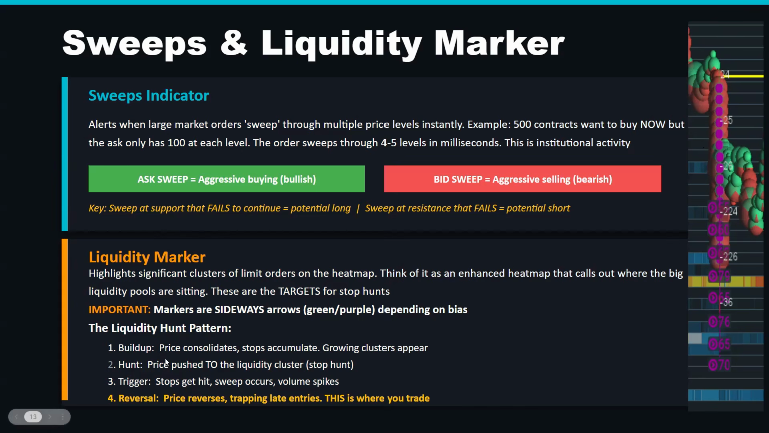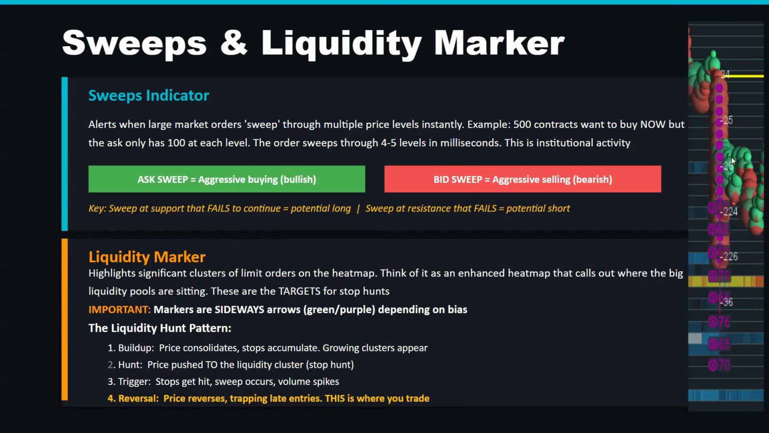There's a buildup. This is where a lot of stop runs happen: price consolidates, stops accumulate, growing clusters appear. In this case, price is pushed to the liquidity cluster, which is the stop hunt, like this right here. This is a live example. This was a major support area on the charts, and then we ended up completely sweeping under it, stop running, and then we reversed for the rest of the day. So we hunted, we triggered everyone out, and then we reversed.